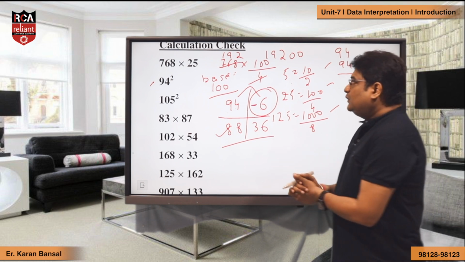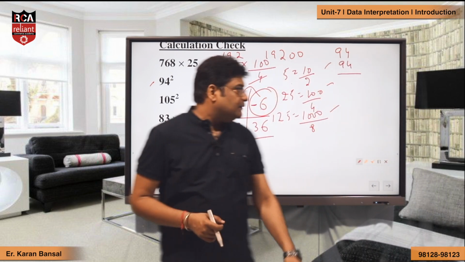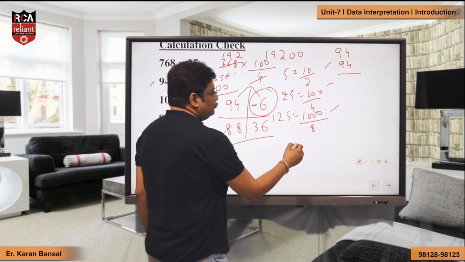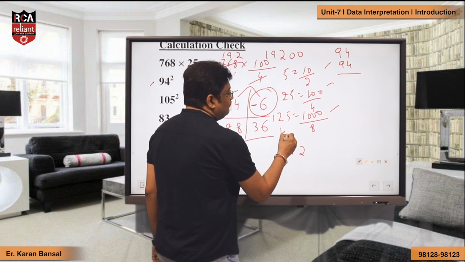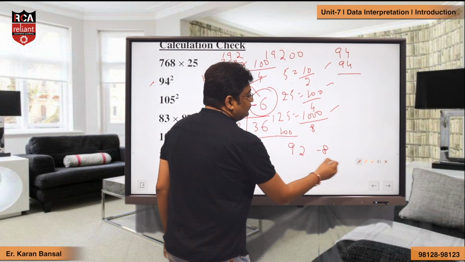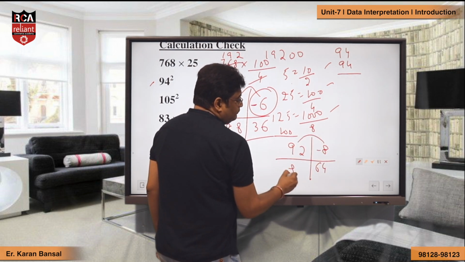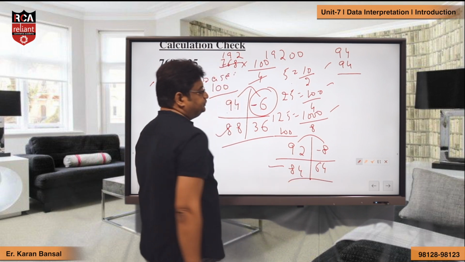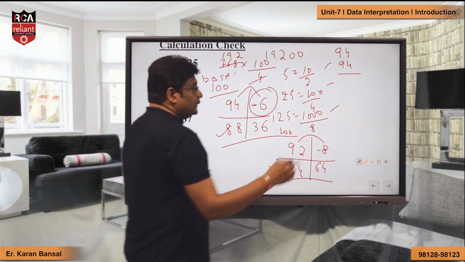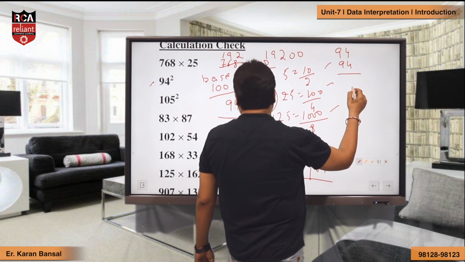Fairly simple, right? All right, so I'll take you through another example. Let's say I have to find square of 92. Again, base will be 100 minus 8. Minus 8 square, 64. Subtract them, 84. Done.